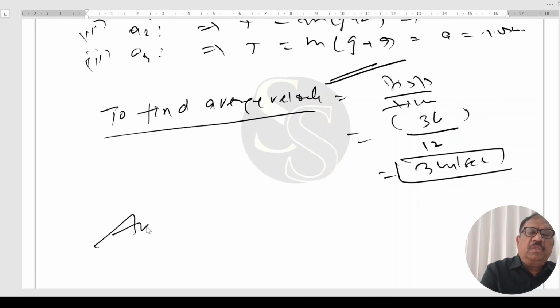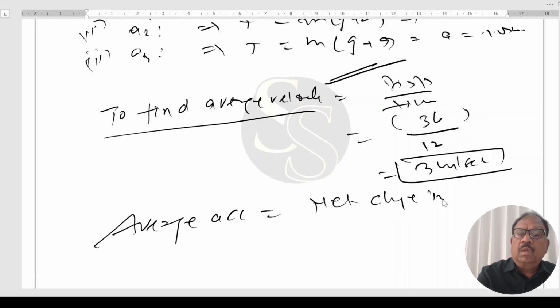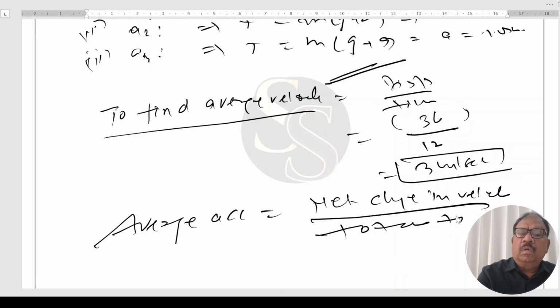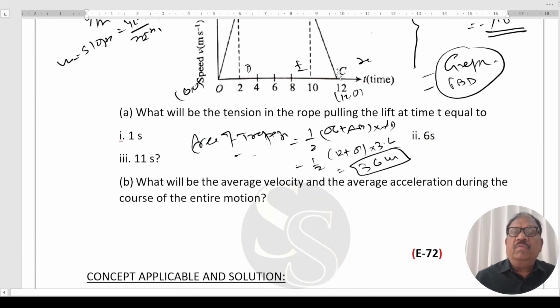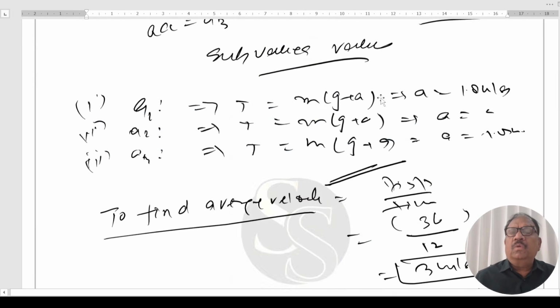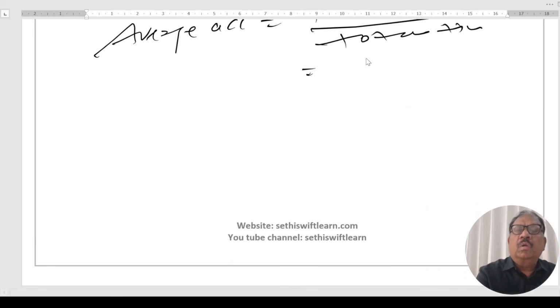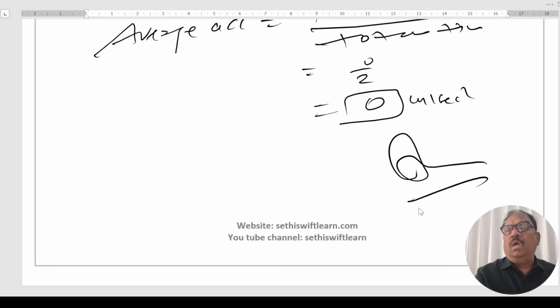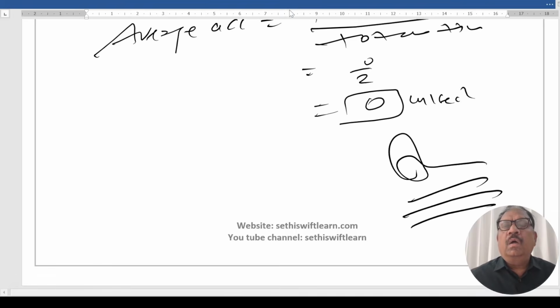And to find the average acceleration, net change in velocity divided by the total time. Net change in velocity: finally velocity is 0, initial velocity is 0, so the change in velocity is 0. So 0 divided by 12, that is 0 meter per second square. These are the answers of all the parts.